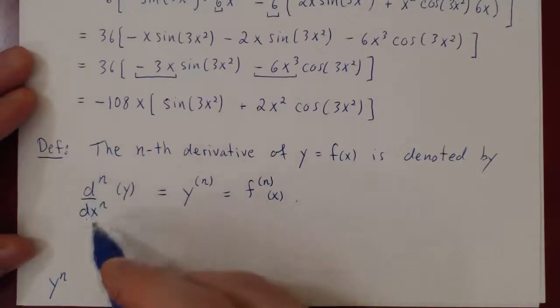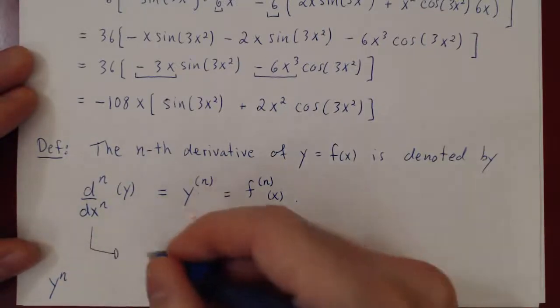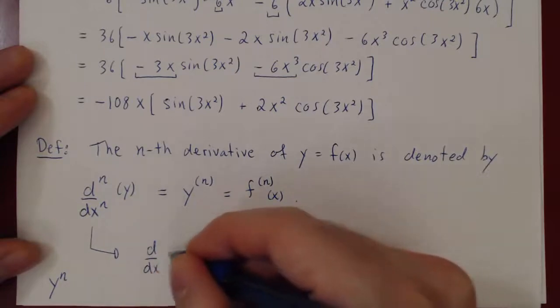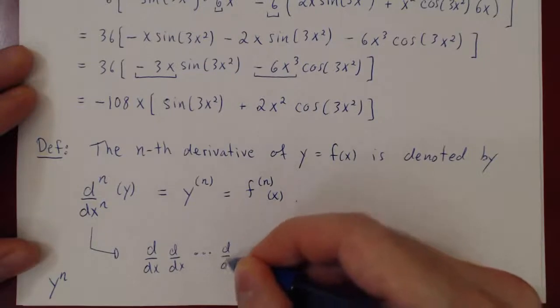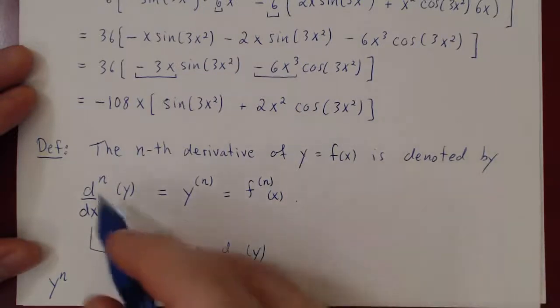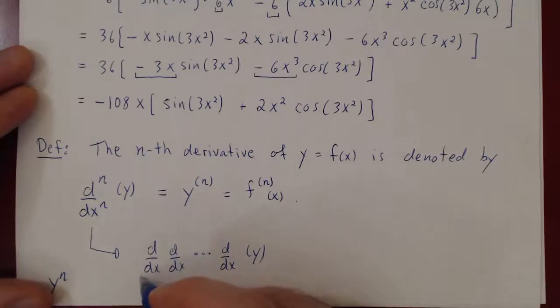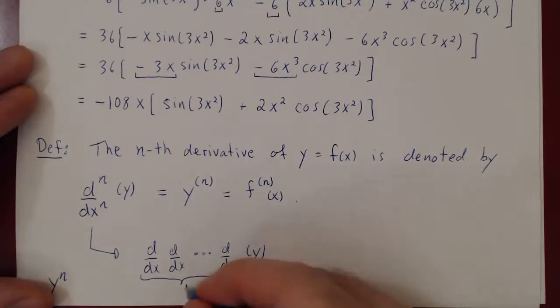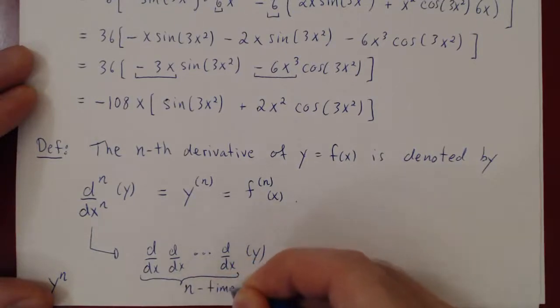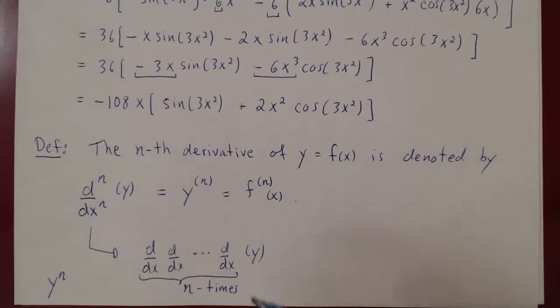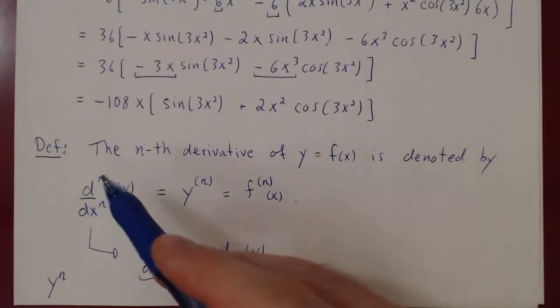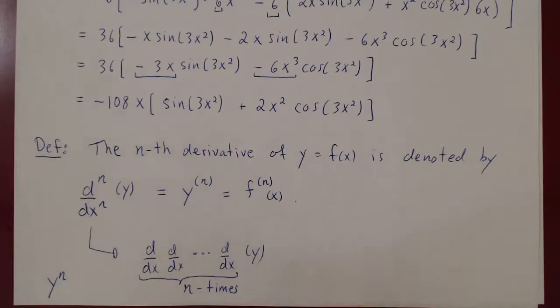And remember again that this means you do the derivative of the derivative of the derivative of the derivative of the function y, and we differentiate n times, so it's d over dx of d over dx of d over dx of y, exactly n times. And those are the so-called higher derivatives when n is 2, 3, 4, and so forth. So when n is 1, it's the first derivative. When n is 2, the second derivative. And in general, this is the nth derivative.